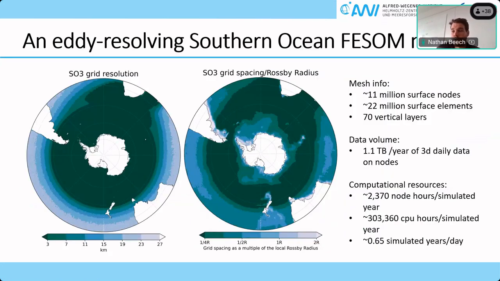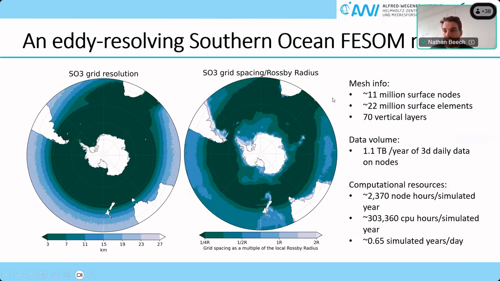And so part of my PhD was coming up with a configuration of FESOM that was fully eddy resolving in the Southern Ocean. The grid that we came up with to do this, we refer to as SO3. So in the Southern Ocean, SO, it is finer than 3 kilometers. We get up to about 2.55 kilometers resolution. And in the rest of the globe, it's about 25 kilometers, so still something that would be high resolution in CMIP6, for example.